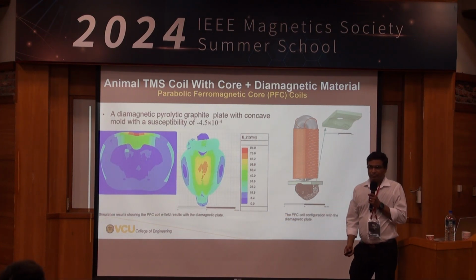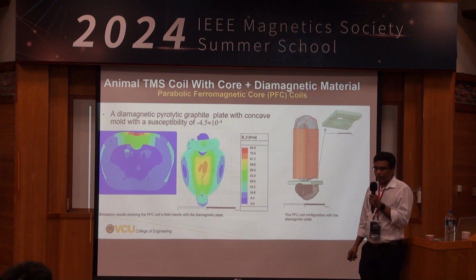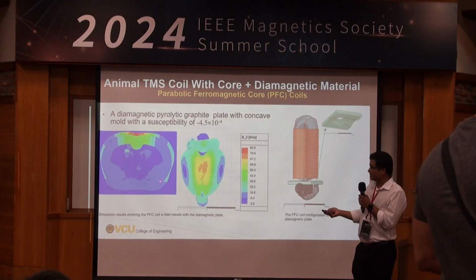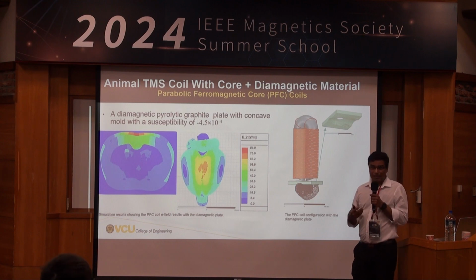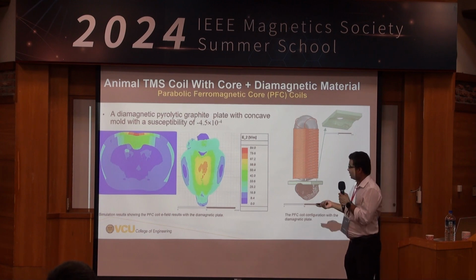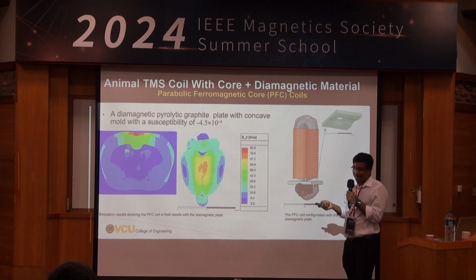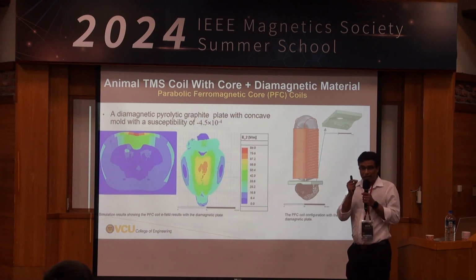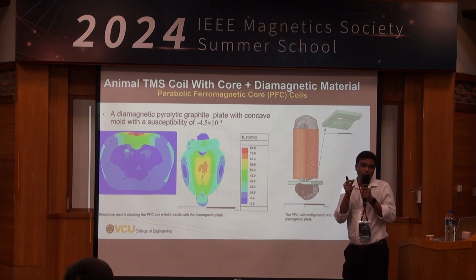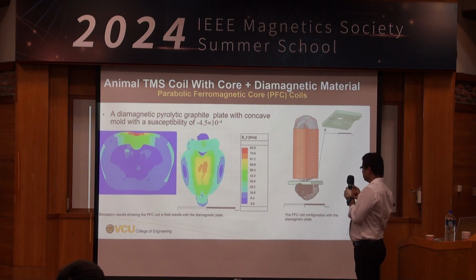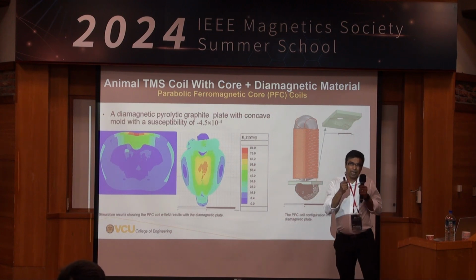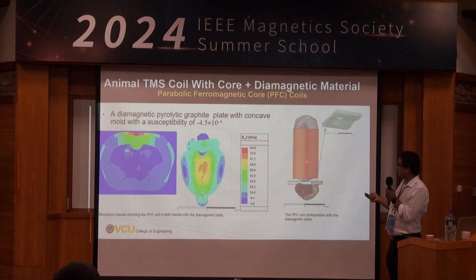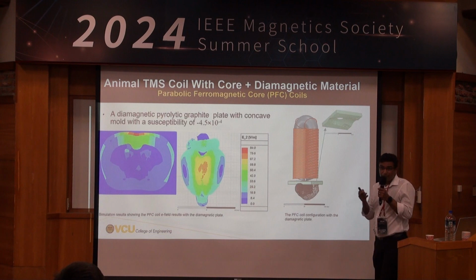So, coming back to different coil designs, this is an animal coil design. This is for rat experiments. Again, in rats, the regions are very small, so your focality should be of the order of 1 or 2 millimeters. To get that small focality is very difficult with any type of coil.